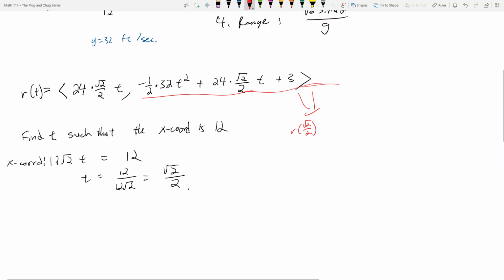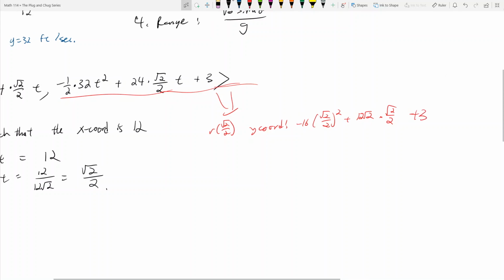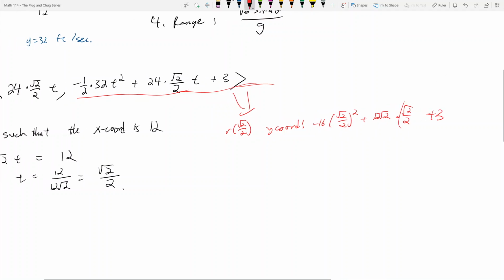root 2 over 2, the y-coordinate is going to be negative 16 times root 2 over 2 squared, okay, plus 24 times root 2 over 2, or, well, 24 times root 2 over 2 is 12 root 2, okay, and then plus 3, right? And what is this? Well, root 2 over 2 squared is 1/2, right, because you get 2 over 4. So I get negative 16 times 1/2, that's negative 8, plus 12 root 2 times root 2 over 2.